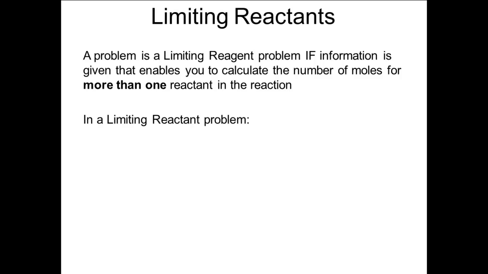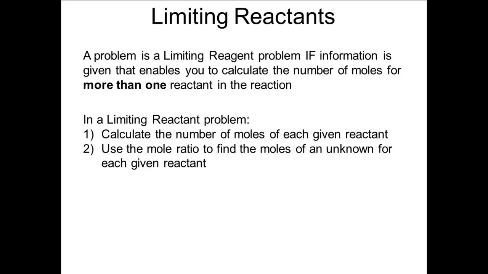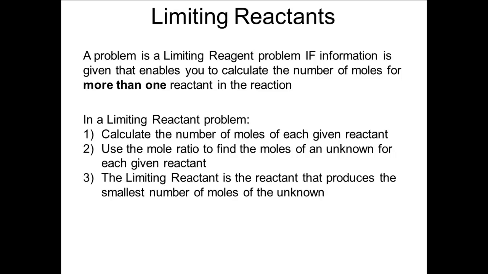To do a limiting reactant problem, determine the moles of each reactant about which you have enough information. Then use the mole ratio to find the moles of the unknown you are looking for. Do this for each reactant. If there is more than one unknown, use the same unknown for all the given reactants. Whichever reactant produces the least amount of the unknown is the limiting reagent. The excess reagent is ignored.